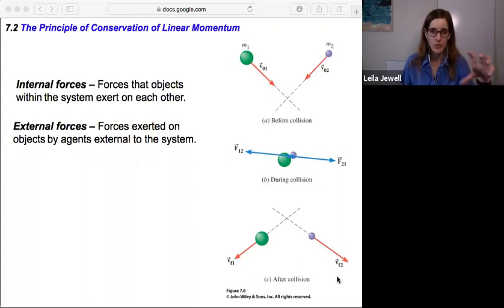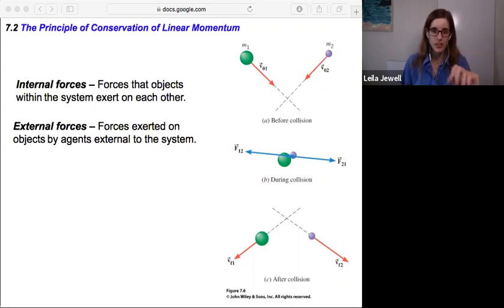Now, before we continue on with this derivation, it's useful to highlight the difference between internal forces and external forces. Internal forces are forces that objects within the system exert on each other. And what we'll see is that internal forces cancel out in terms of the system's view. External forces, meanwhile, are forces exerted on objects by agents outside of the system, external to it, right? So it would be something that's pushing both of the balls, if we're focusing on these two balls. Or, as we'll see with these two balls, gravity is an external force pulling on each of them equally. We aren't just going to ignore gravity.